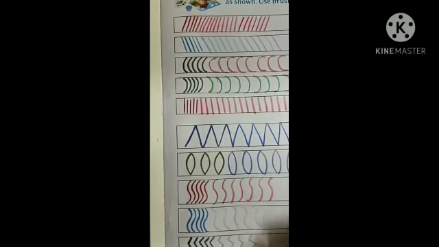Okay, students, you can understand different lines.